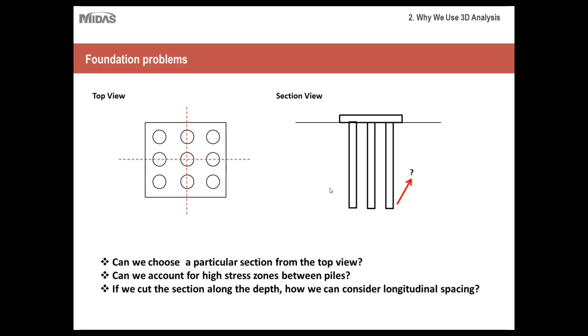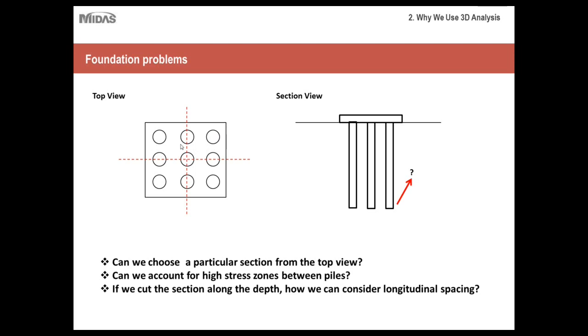For example, lateral displacement or longitudinal spacing can be accounted for in 2D analysis. If you were to take a cut along this axis or this axis, although the geometry itself is symmetric, the longitudinal spacing may not be.